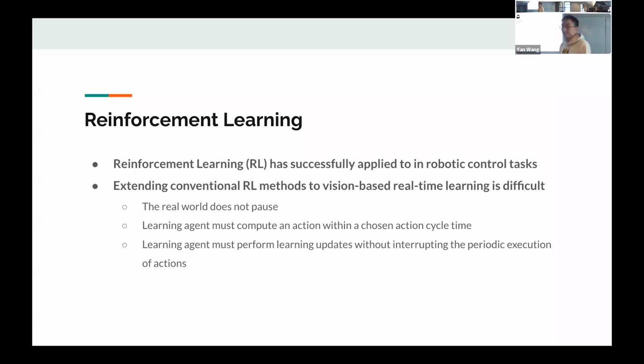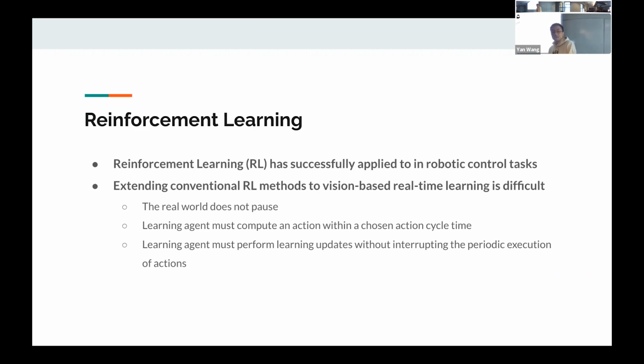Thanks to the progress of machine learning technology, reinforcement learning has been successfully applied to many fields, including robotic control tasks. However, extending conventional RL methods to real-time learning settings in the real world is a non-trivial problem due to the discrepancies between simulation and the real world.